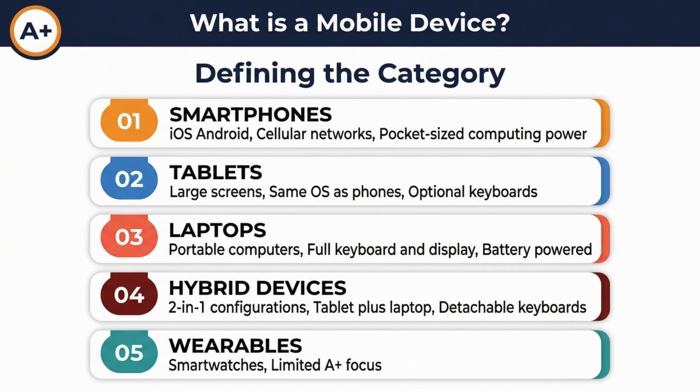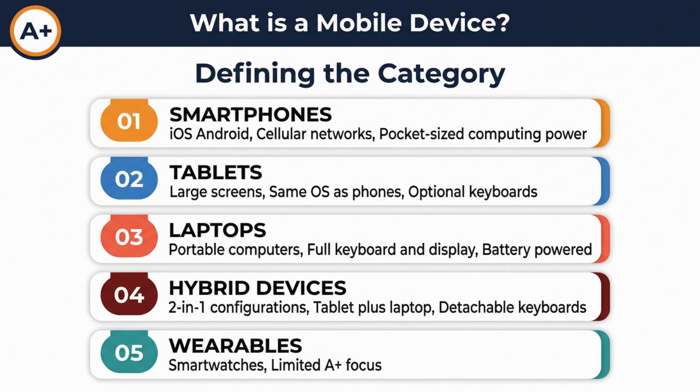Mobile devices include smartphones. These are your everyday phones running operating systems like iOS or Android. They fit in your pocket, they connect to cellular networks, and they pack an extraordinary amount of computing power into a tiny form factor. Mobile devices also include tablets.